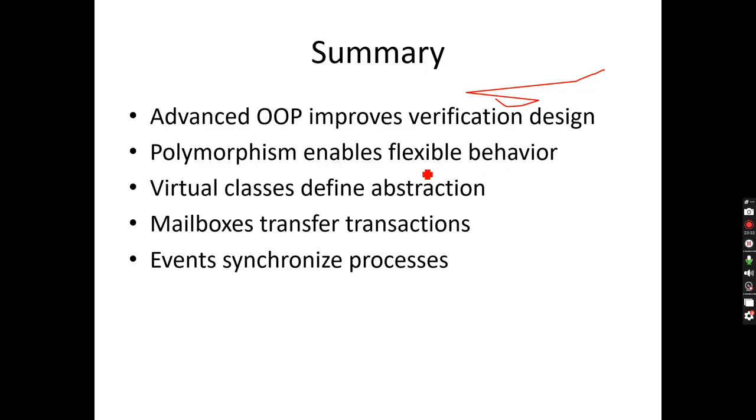Polymorphism enables flexible behavior. Virtual classes define abstraction. The mailbox transfers transactions. The mailbox we have gone through; it works for transactions, sending them and receiving them. And events synchronize the processes. Synchronization we can understand, right? Synchronization is nothing but controlling the different threads: which thread should come after which, and again what thread should come after that. That is synchronization. That's it.